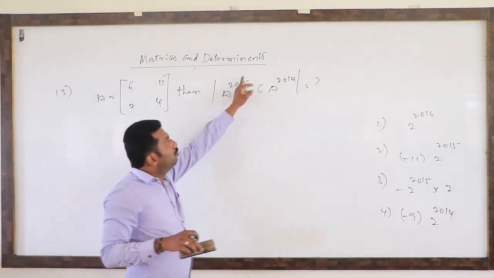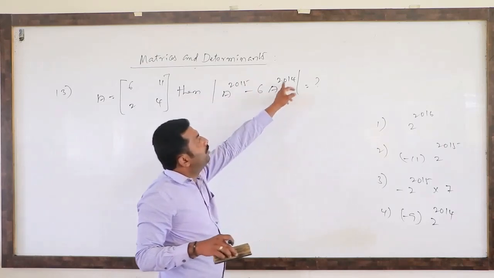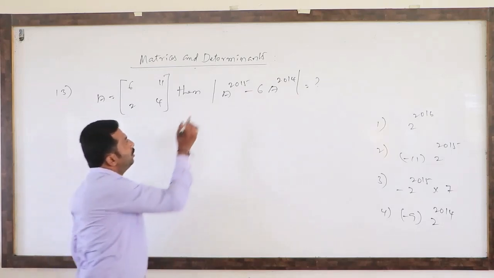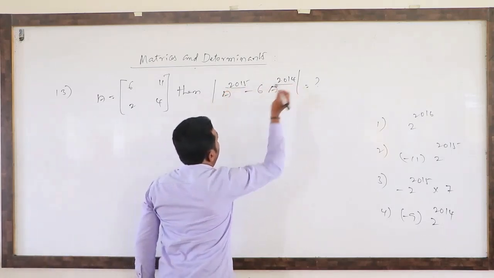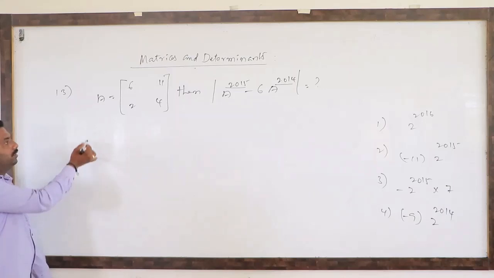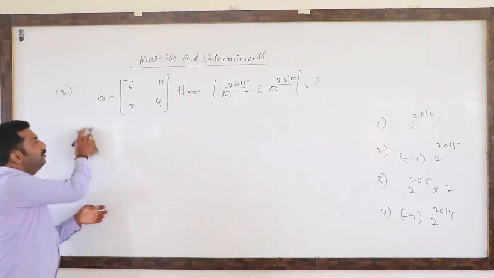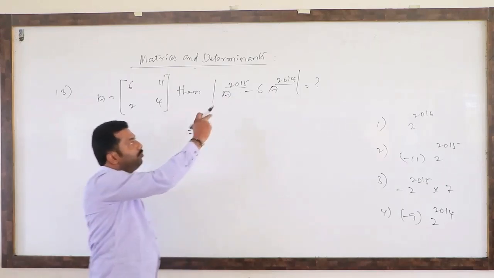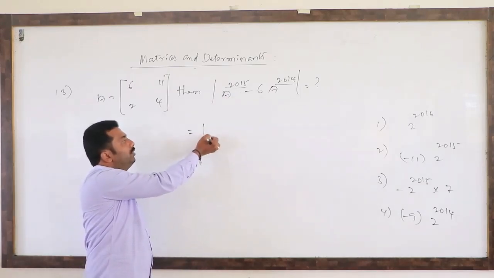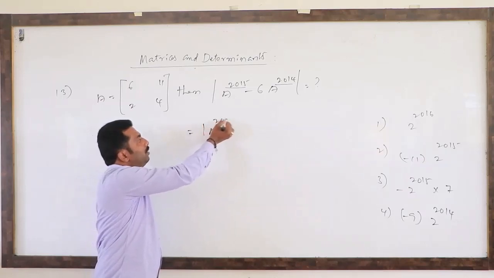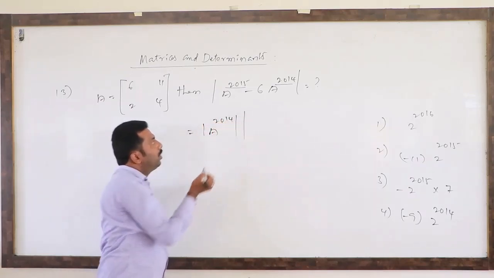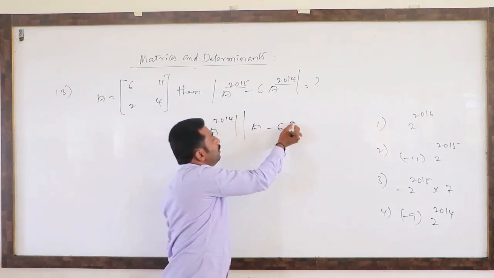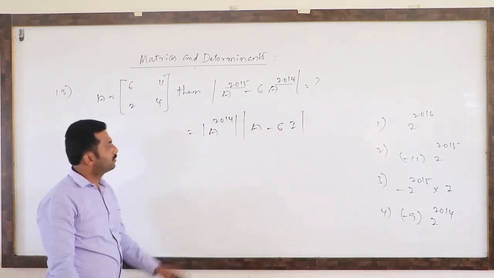Determinant of A to the power 2015 minus 6 into A to the power 2014. So 15 here, 14 here. If I take A to the power 2014 common, determinant of A to the power 2014 times, then what is left here is A minus 6, nothing but identity matrix, that is A minus 6I.